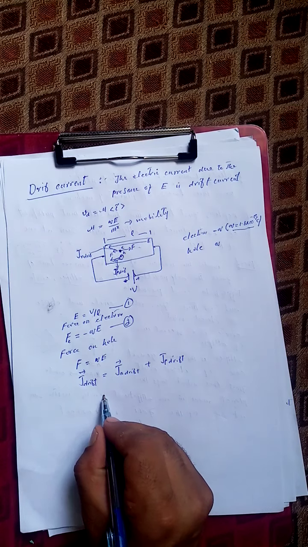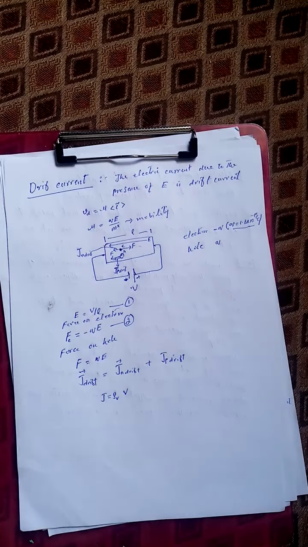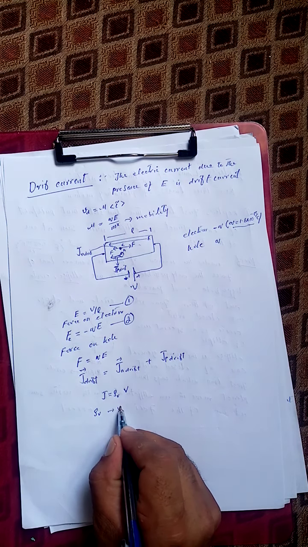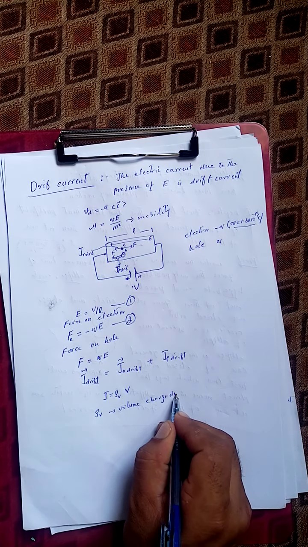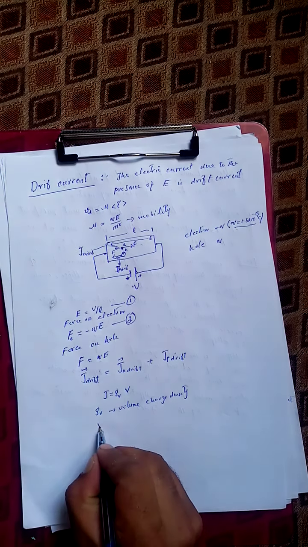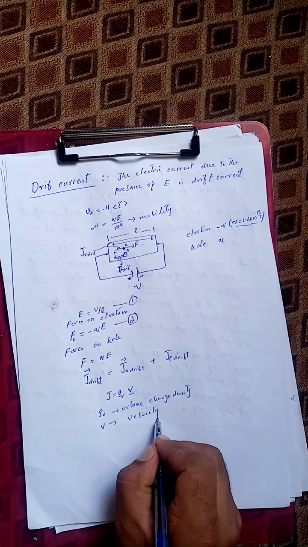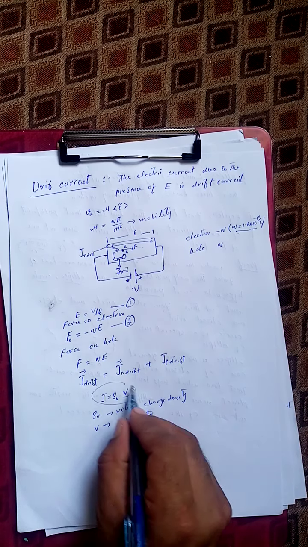In general, current density is given by, we define the current density as rho_v times v, where rho_v is the volume charge density and v is the velocity with which these volume charges move. Now we will check whether this equation is true or not.